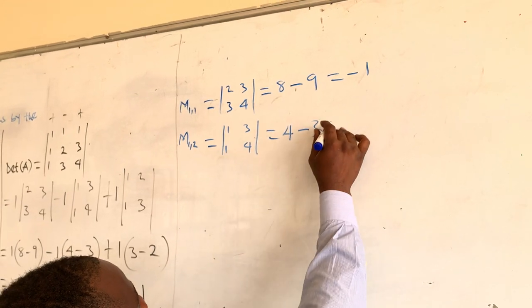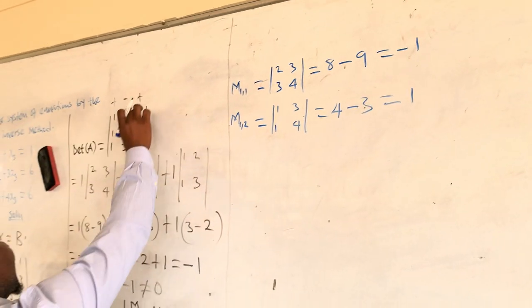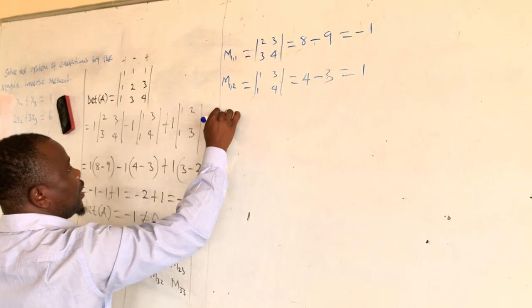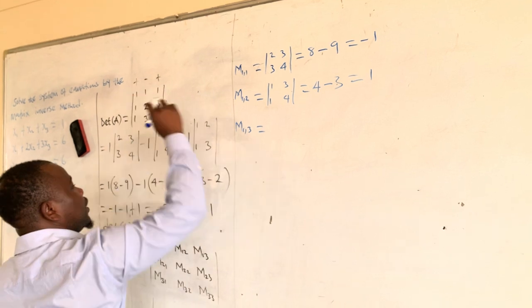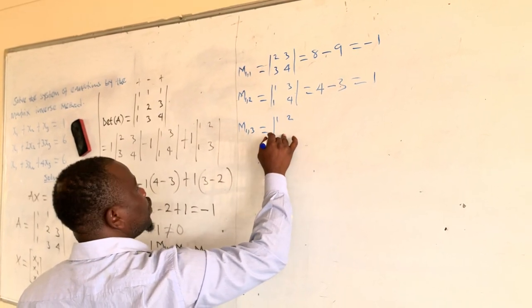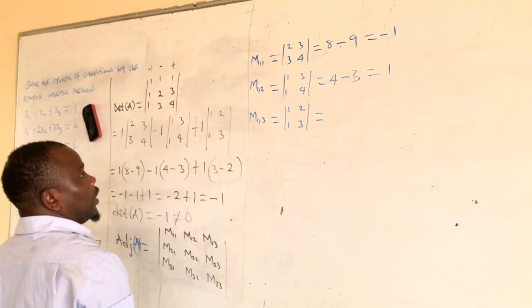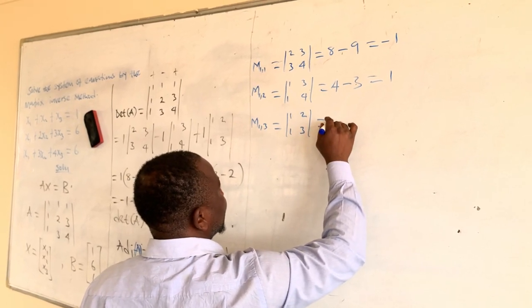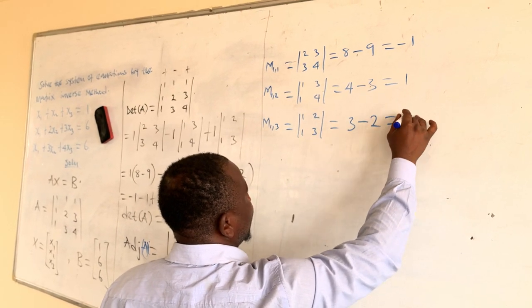It will give you 3. Then 4 minus 3 will give you 1. Then this is M1,3. It means the same thing is applicable here. It will give us 1, 2, 1, 3. This is equal to this one times this: 3 times 1 is 3, minus 1 times 2 is 2. This is equal to 1.